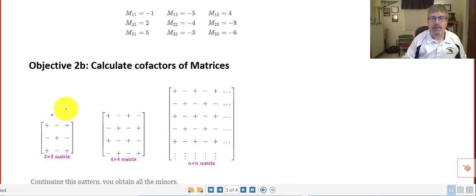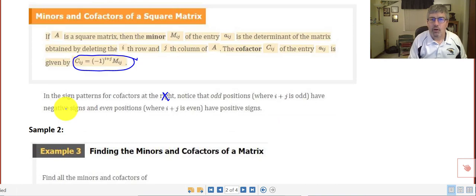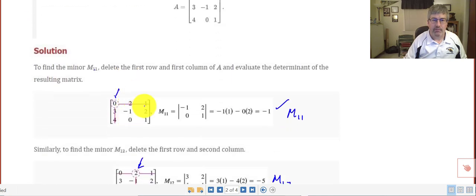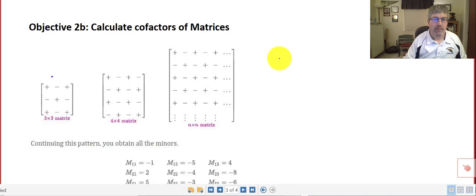So this was that business early on in the definition with the cofactors. The entry a sub ij is given by this particular formula, -1 raised to the i plus j. Specifically, in the sign pattern, the odd positions have negative signs and even positions have positive signs. I found it pretty easy just to memorize the pattern.